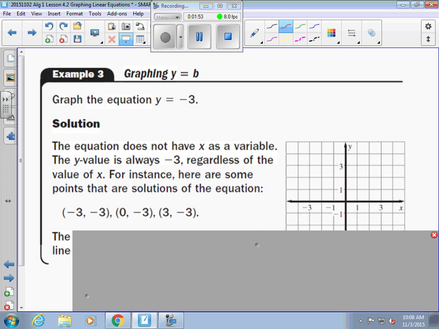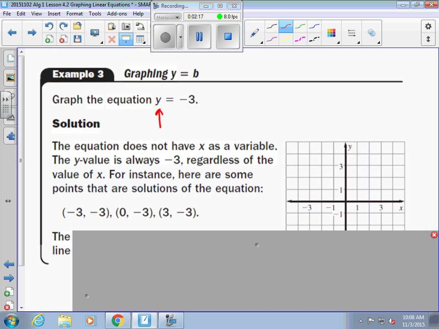Graphing y equals something, so graphing horizontal lines. Graph y is equal to -3, and I know it's somewhat done for you already, but let's see how we get it. The equation does not have an x. It only has one variable. We can see it only has y.